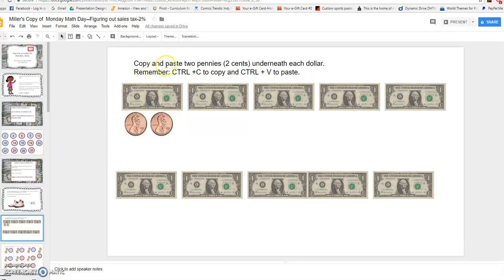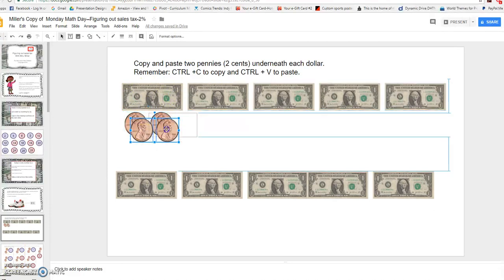So what we're going to do is copy and paste 2 pennies, that's 2 cents, underneath each dollar because the shoes cost $10. So I have $10 laid out here for you. I'm going to select 1 penny, hold down my shift key and select the other penny so that they're both selected. Then I'm going to let go of the shift key and press Control and C to copy. That copies it to my clipboard. And then I'm going to press Control V to paste.